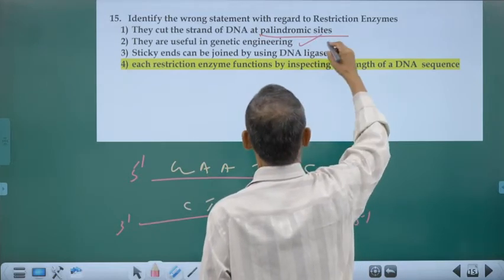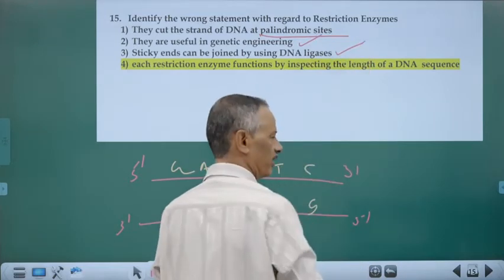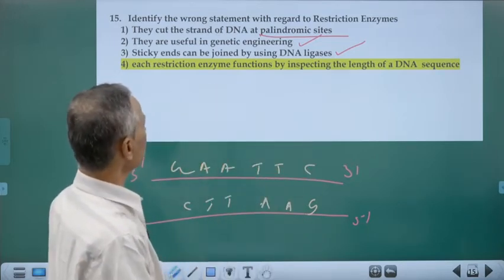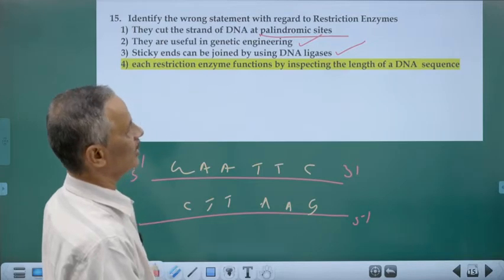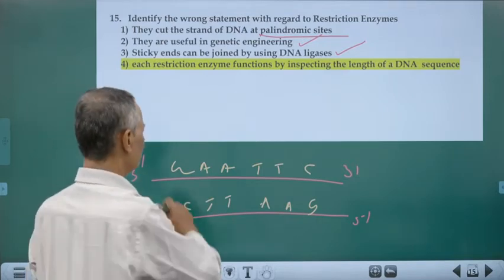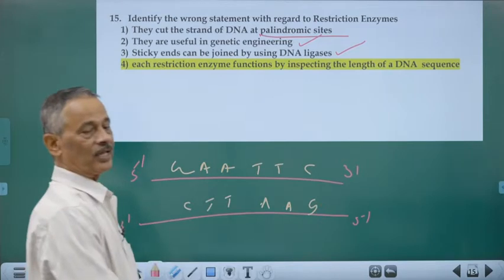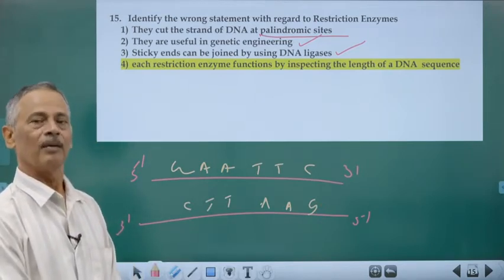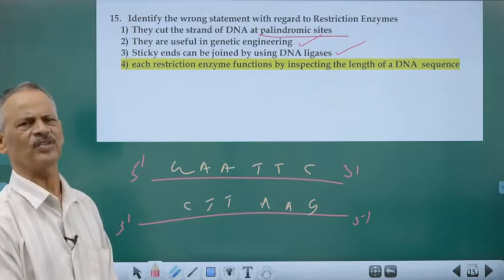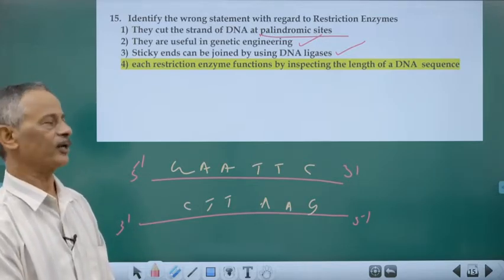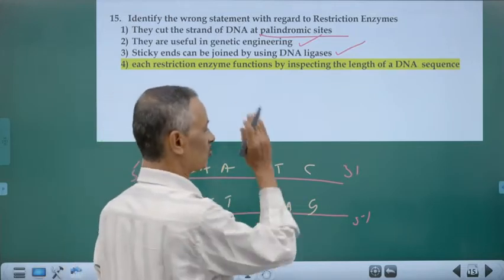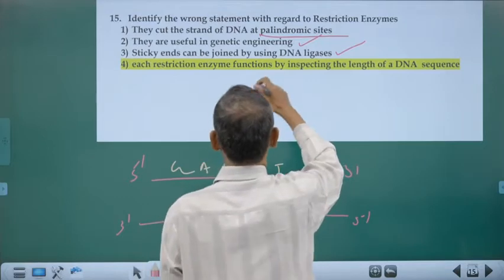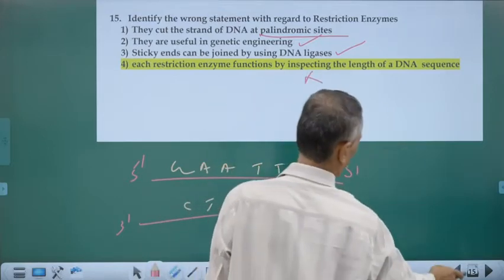Sticky ends can be joined together by DNA ligase. Ligase is the joining enzyme, the molecular glue. Each restriction enzyme functions by inspecting the length of the DNA sequence. It is recognizing a particular sequence, its own characteristic sequence, which is called its recognition sequence, and that is a palindromic sequence, and it will be cutting at a specific site on it. Okay, so regarding restriction enzymes, the last one is not correct.